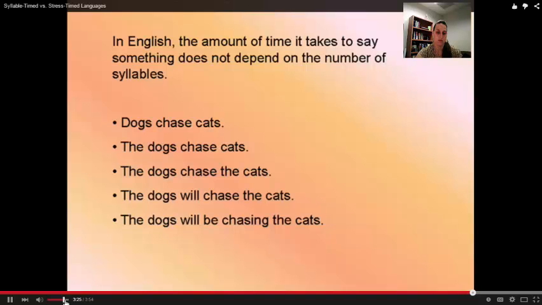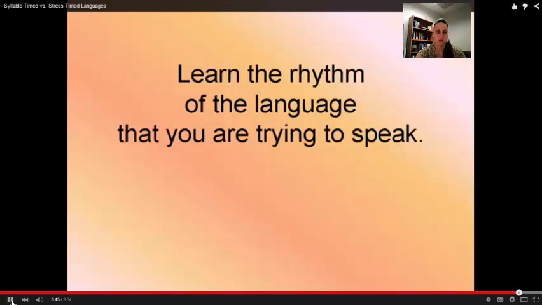That's because each sentence has three stressed syllables. Dogs, chase, and cats. We'll be talking more later about what exactly it means for a syllable to be stressed and how you decide which syllables will be stressed. So for right now, just know that if you learn the rhythm of the language you're trying to speak, you'll be a lot easier to understand.